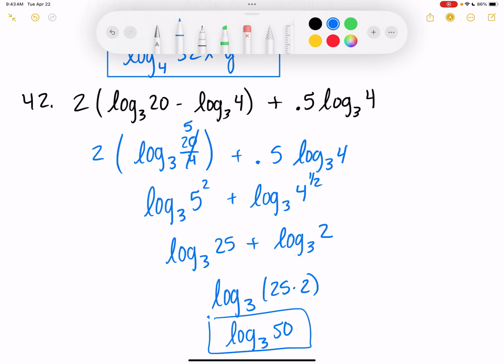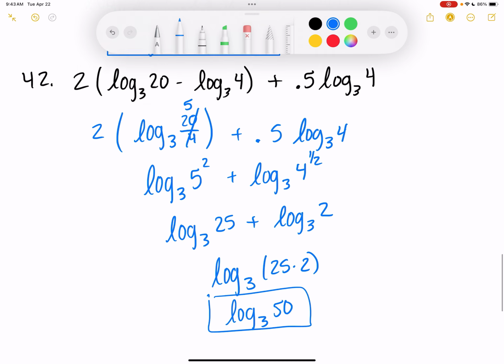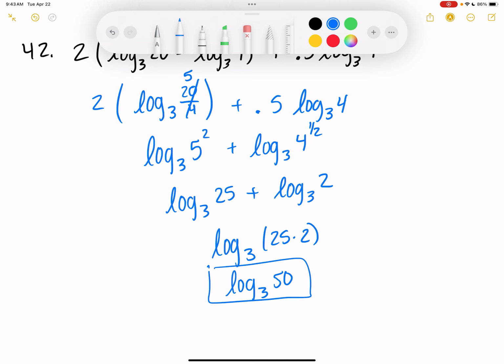Okay? Any questions on that stuff? No. All right, the last thing in this section is the change of base formula. It just says use the change of base formula to evaluate the logarithm.